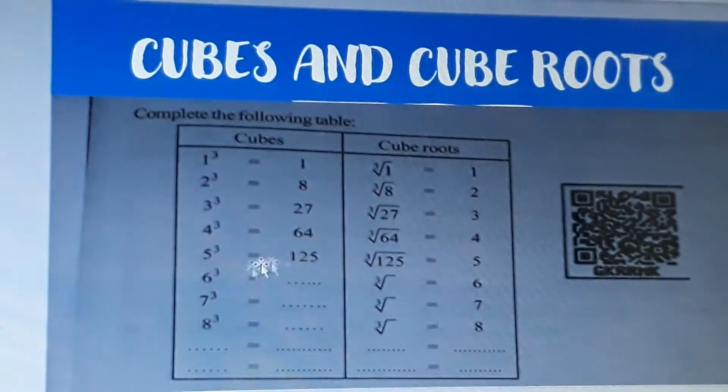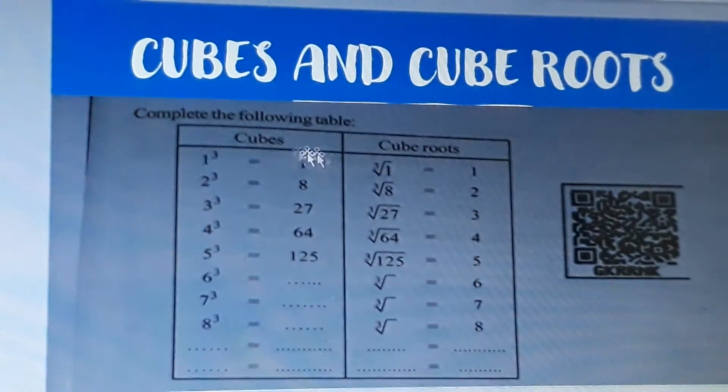Now you find 6 cube, which is 6 into 6 into 6, that is equal to 216. Next, 7 cube is 7 into 7 into 7, that is equal to 343. Similarly, 8 cube is 8 into 8 into 8, that is equal to 512. In this series, next 9 cube, next 10 cube. You fill the table.